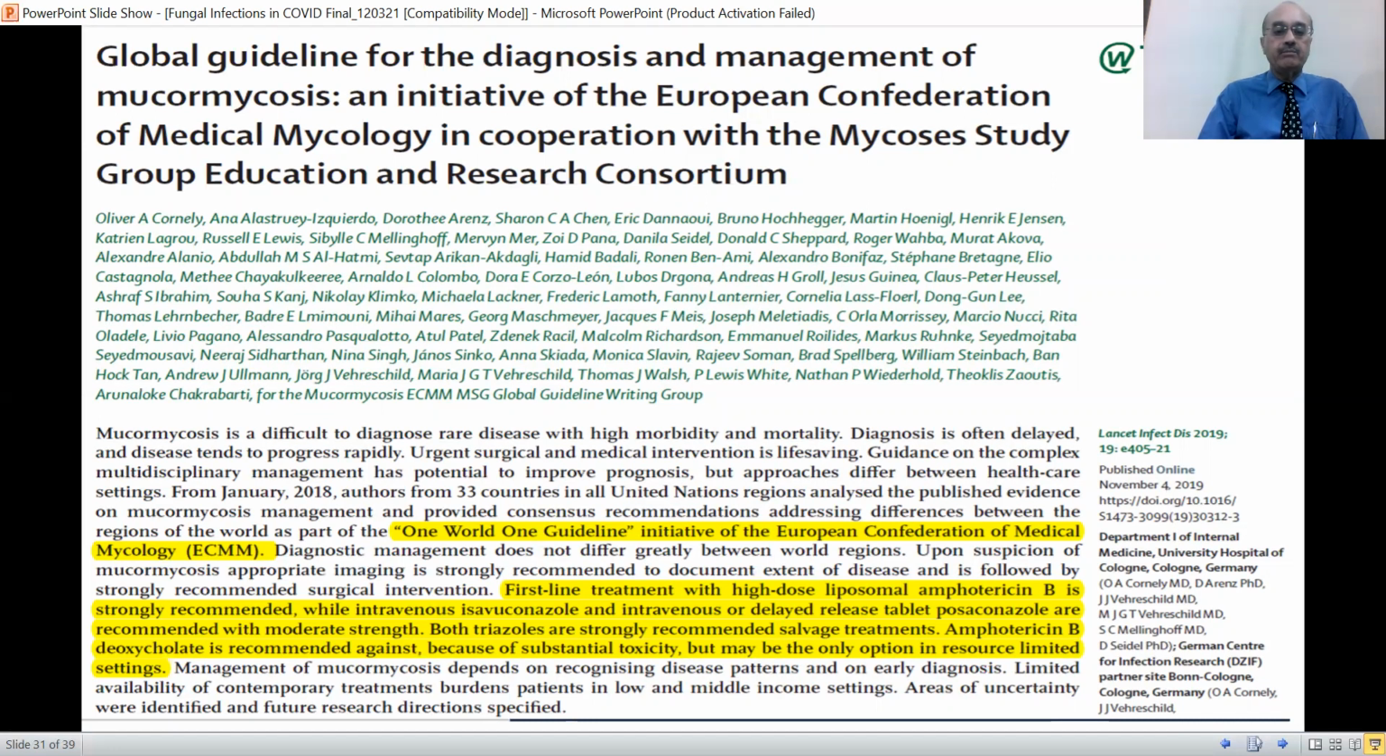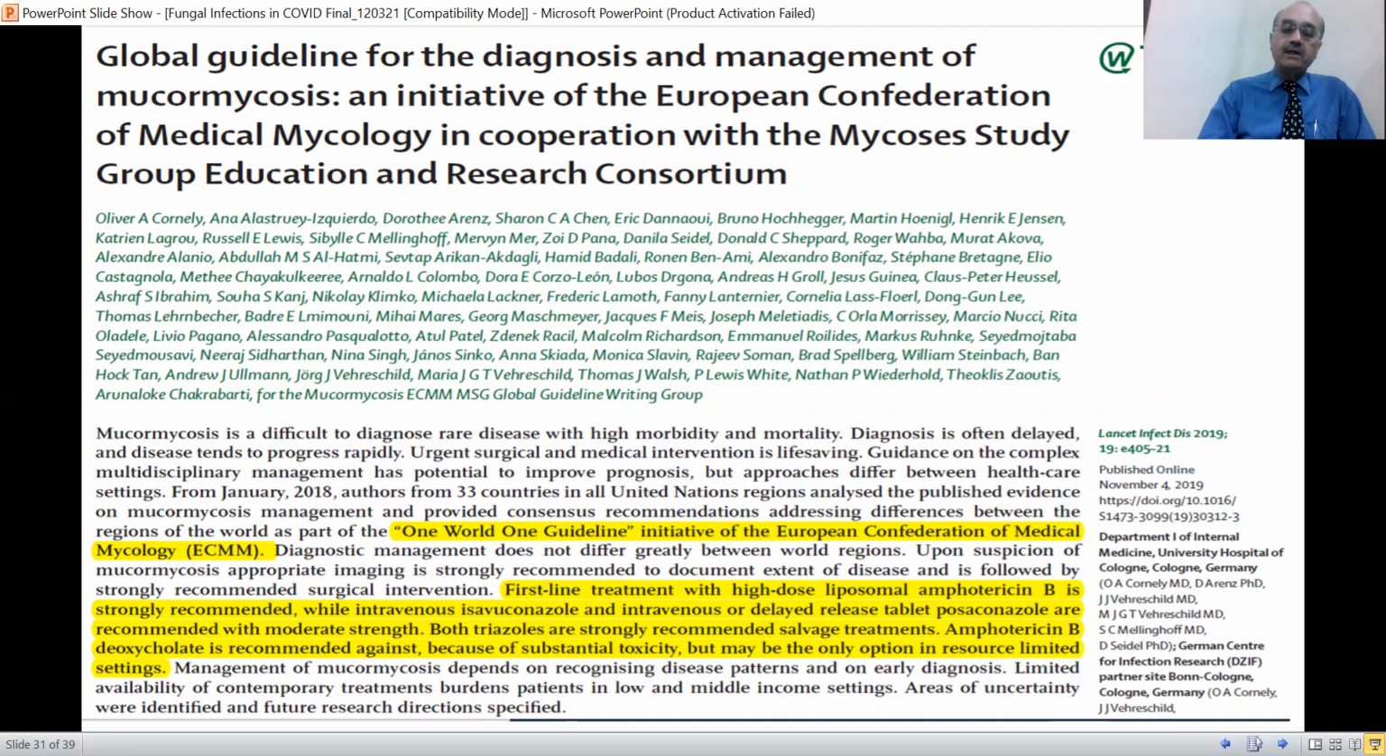This is strongly recommended. If you are not able to give liposomal amphotericin B, then the second choice is intravenous isavuconazole or intravenous delayed release posaconazole tablets. But again, the drug of choice is high dose liposomal amphotericin B. 3 to 5 milligrams per kg body weight is a normal dose, but you can increase up to 10 milligrams depending on the renal functions of the patient.